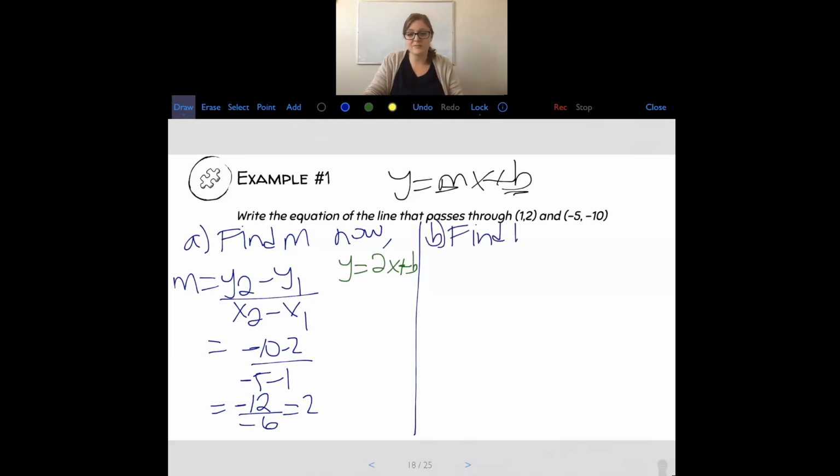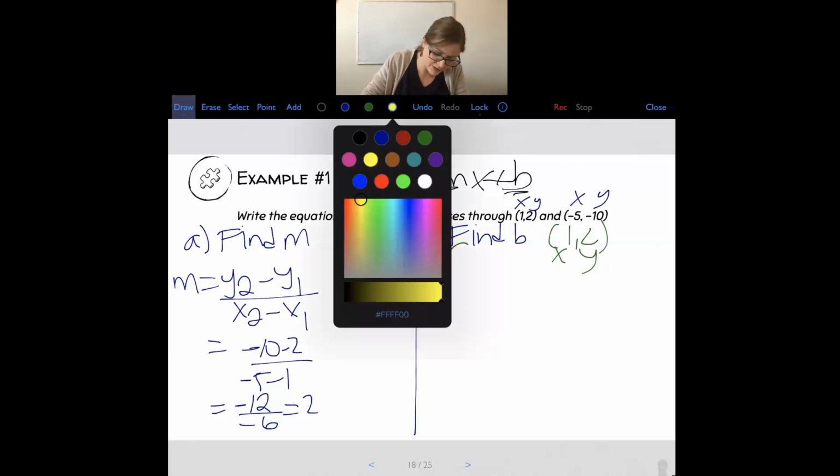So in order to find b, you could use either ordered pair that was given. So you could use (1, 2) or (-5, -10). Remember that these are x and y values, and they're on the line that we're writing the equation of. So you can plug either one of those into our formed equation and solve for b. I usually pick the one with the smaller numbers and the less negative, so I'm going to use (1, 2). 1 is an x value, 2 is a y value. Okay, so we plug that into our equation.